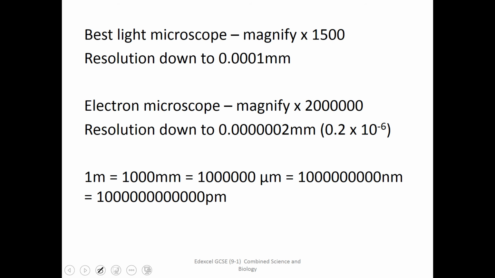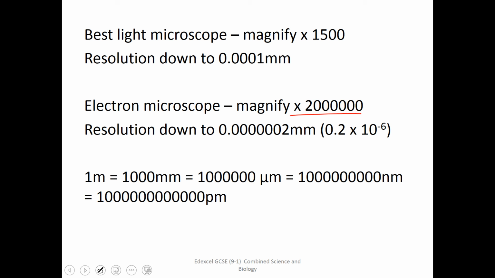The best light microscope can magnify up to 1500 times and has a resolution down to 0.0001 millimeters. Electron microscopes obviously magnify much greater in comparison to a light microscope. They can magnify up to 2 million times. It has a resolution of 0.2 times 10 to the power of minus 6. So again, seeing things with a greater detail and greater clarity.